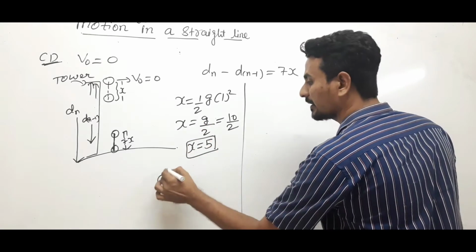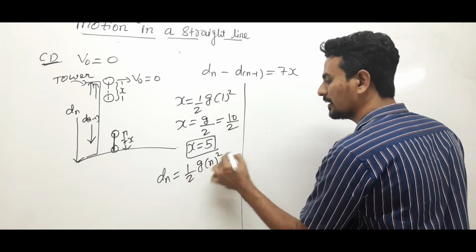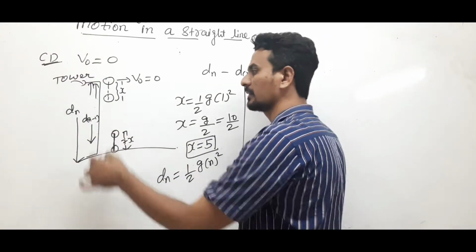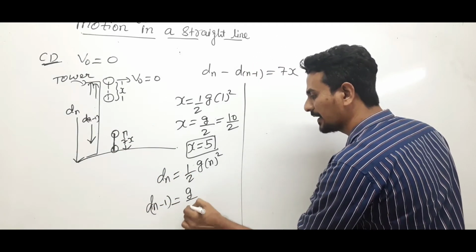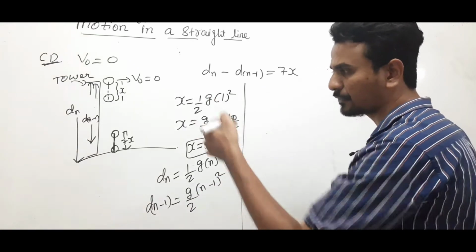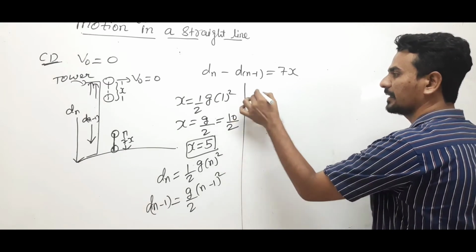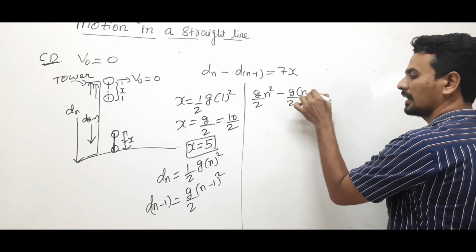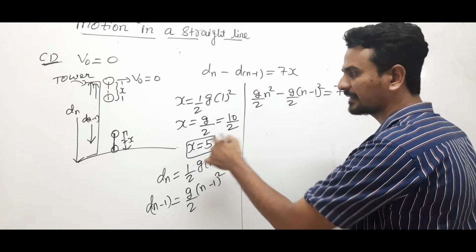dn is the total distance. This will be half g t square, and instead of t we'll write n. And d of n minus 1 will be g by 2 times (n minus 1) the whole square, just before the last second. Substitute these values. So this can be written as g by 2 n square minus g by 2 (n minus 1) the whole square equals 7 times x. What is x? x is g by 2.